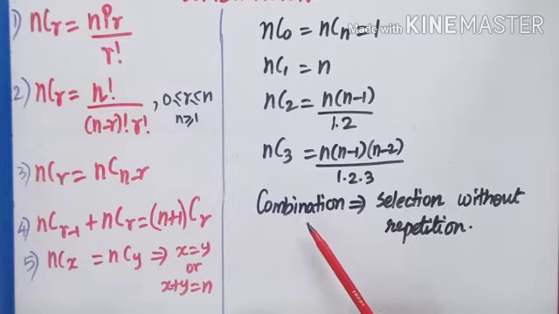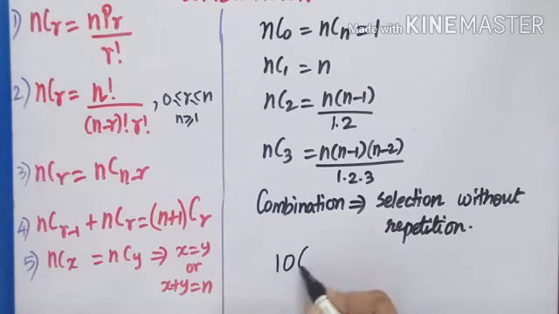Combination, the definition, what we learnt already, is selection without repetition. So there are 10 children, I select 5 children, I will write 10C5. I cannot repeat the children, one child can come only one time. So there are 10, I am selecting 5, that tells me 10C5.